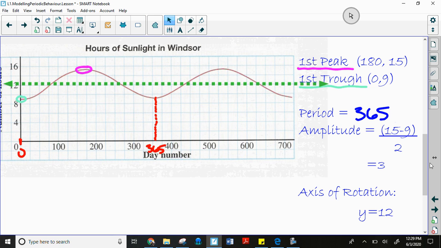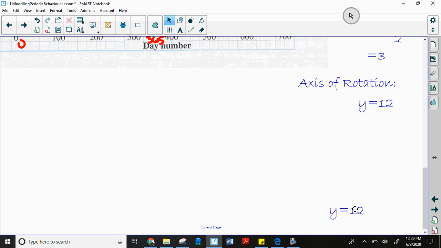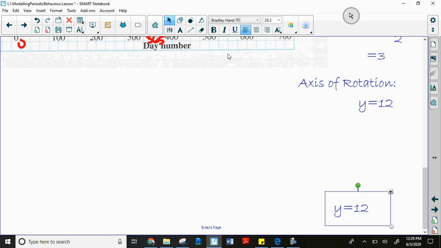Don't like it at all. That was a bad diagram. And there's a 12 just hanging out down here because it doesn't need to be there.